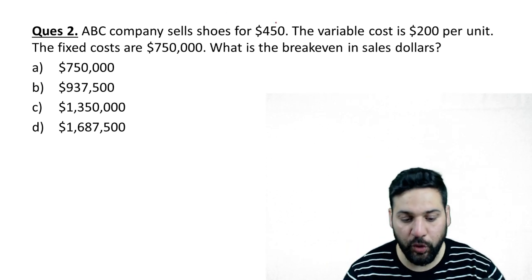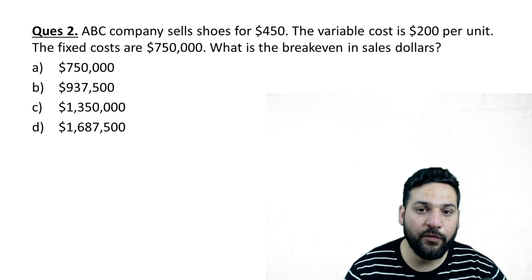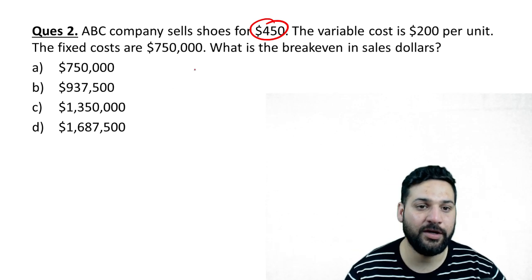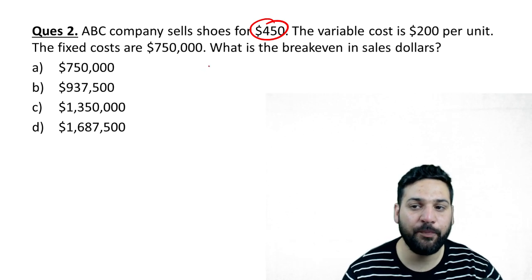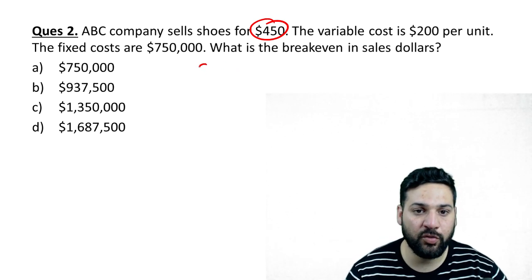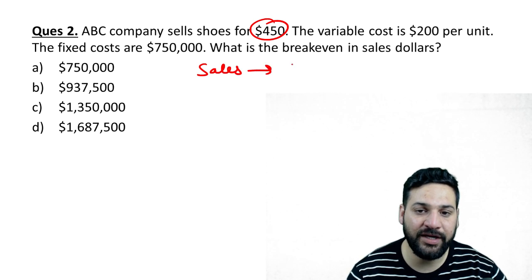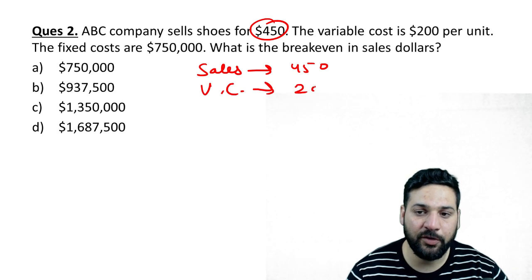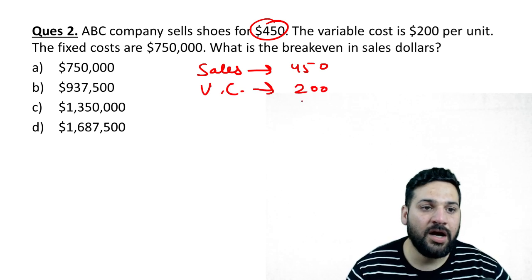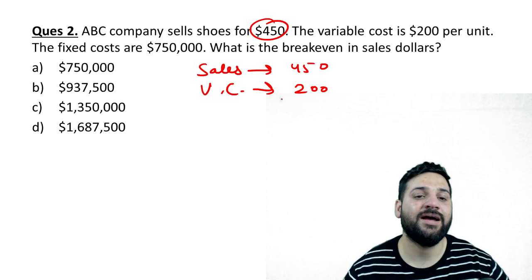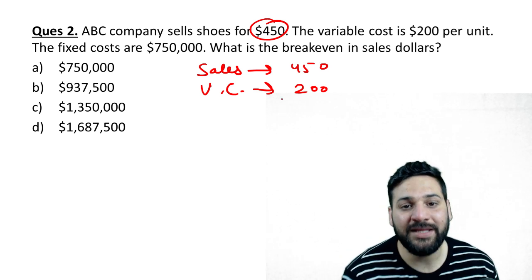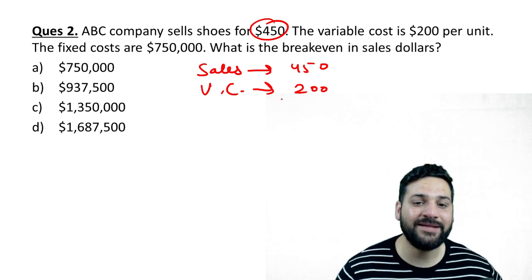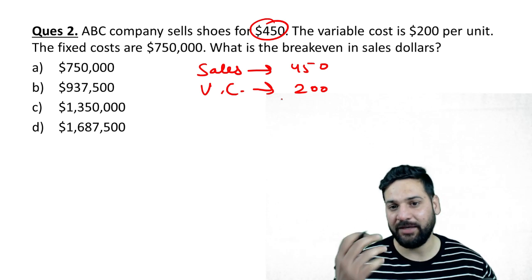A company sells shoes for $450. The variable cost is $200 per unit. So you got the sales, it's $450, and the variable cost is 200 per unit. The fixed costs are 7,50,000. Tell me the break even in sales dollars. You need to tell me what is the break even point.